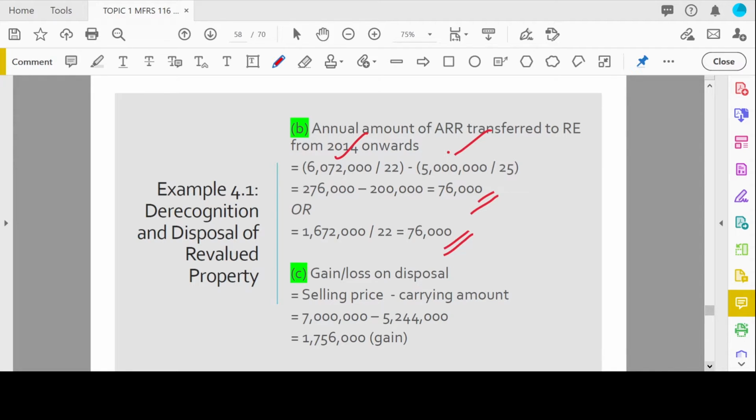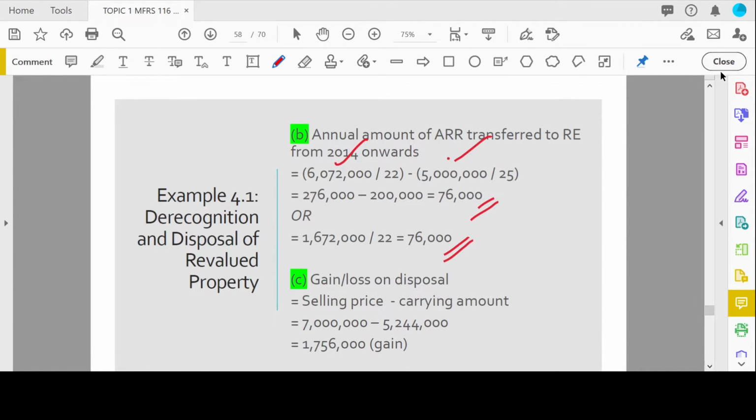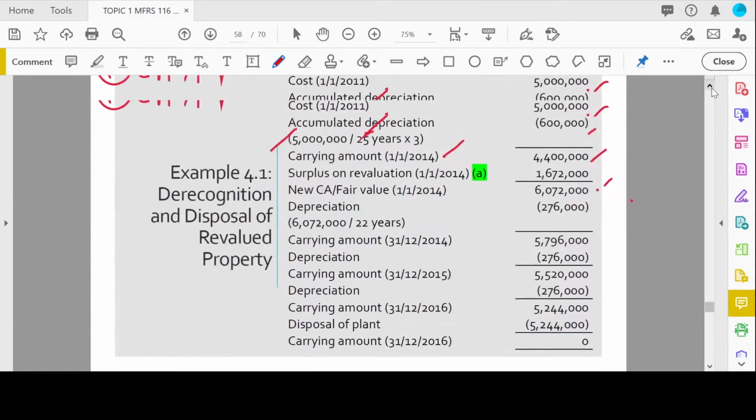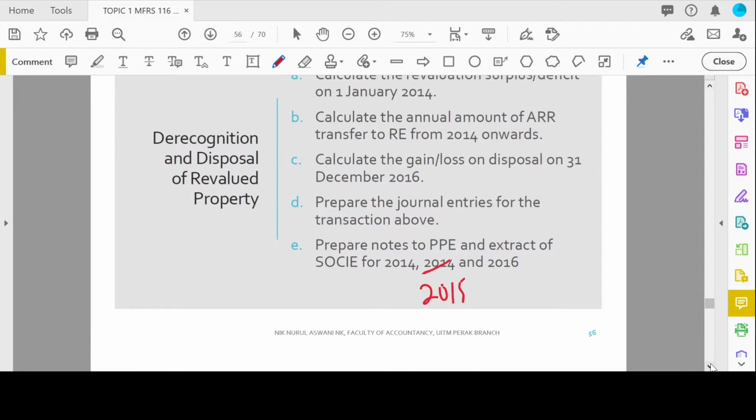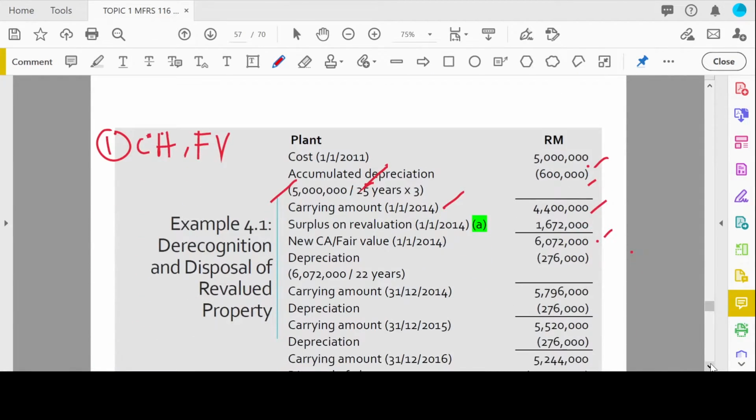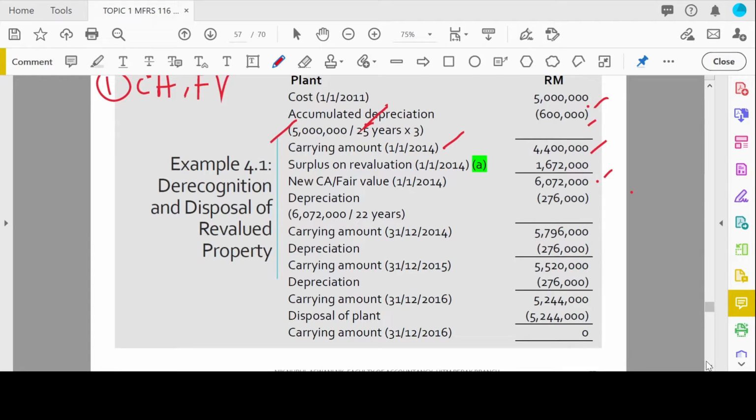So the disposal took place on 31st December 2016. So I have to go back to the previous computation, and continue from there to find the carrying amount for this revalued property. The disposal took place on 31st December 2016, and we stopped our computation at the new carrying amount or fair value on 1st January 2014.